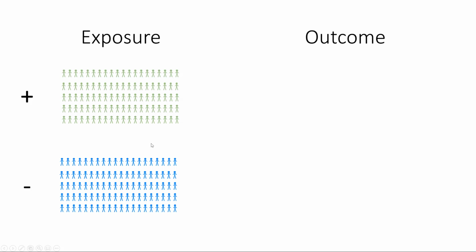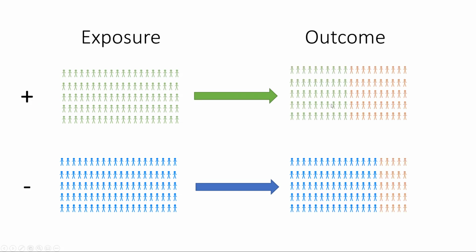In a cohort study, we can follow them over time. And then we look at the proportion of cases in each group. In our exposed group, we had 50 cases, or half. In our unexposed group, we had 25 cases, or 25%. So 50% compared to 25% is our risk ratio. 2. We would interpret this as follows.